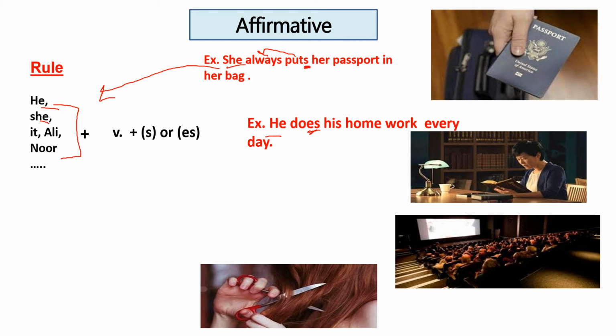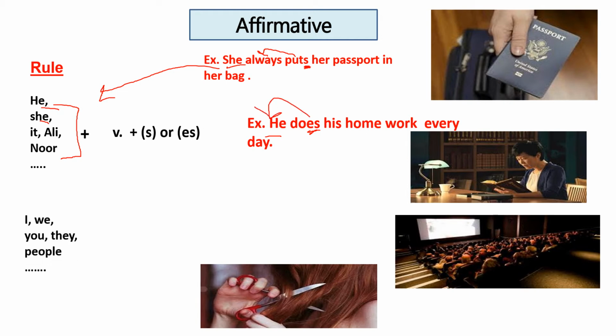زين شو وقت أضيف S وشو وقت أضيف ES؟ إذا الفعل مالتنا انتهى O, X, double G, C, H, S, H. إذا انتهى بأحد هذه الأحرف فأضيف ES. So he does his homework every day. يؤدي واجبه المنزلي كل يوم. This is habit. عادة. So that's why we use the present simple. لذلك استخدمت المضارع البسيط. عند تأكد إنه خليت ES للفعل لأن الفاعل مفرد.